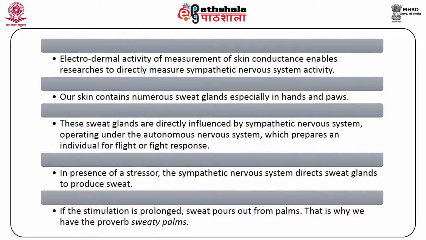Our skin contains numerous sweat glands, especially in hands and paws. These sweat glands are directly influenced by the sympathetic nervous system operating under the autonomic nervous system, which prepares an individual for the fight or flight response. In the presence of a stressor, the sympathetic nervous system directs sweat glands to produce sweat. If the stimulation is prolonged, sweat pours out from our palms. That is why we have the proverb, sweaty palms.